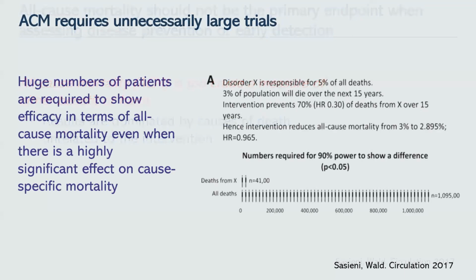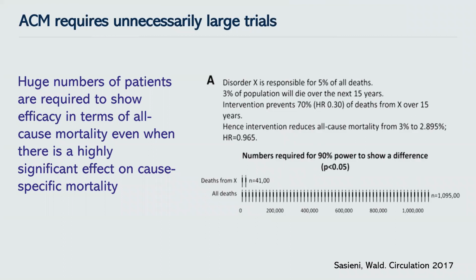And one of the consequences of that is that it would require huge numbers of patients to show efficacy in terms of all-cause mortality, even when there is a highly significant effect on cause-specific mortality. So in this example, where the intervention is preventing 70% of deaths from cause X, and cause X is responsible for 5% of all deaths, then I'd estimate that we need 41,000 people to do a randomized controlled trial where cause-specific death is of interest, and over 1 million people if you want to look at all-cause mortality. So it's more than 25 times as many.